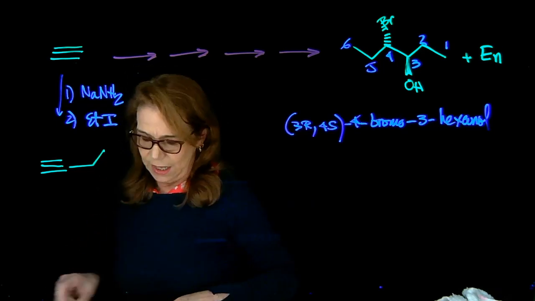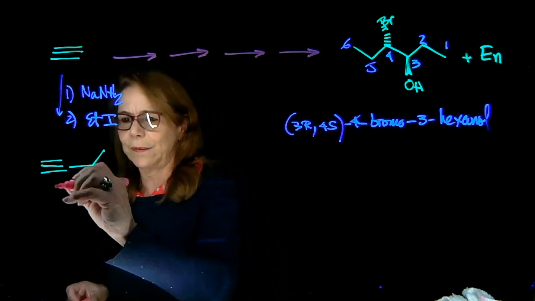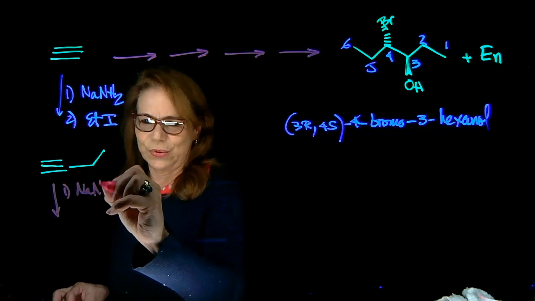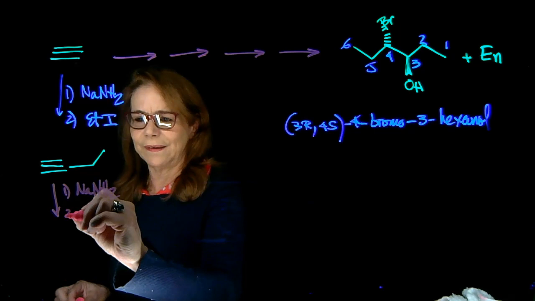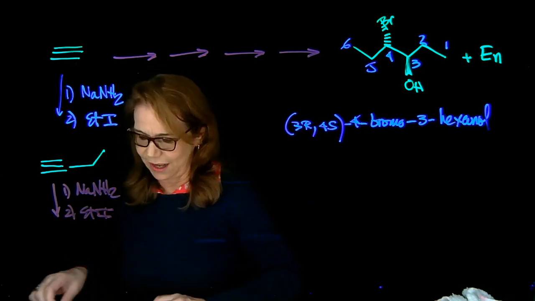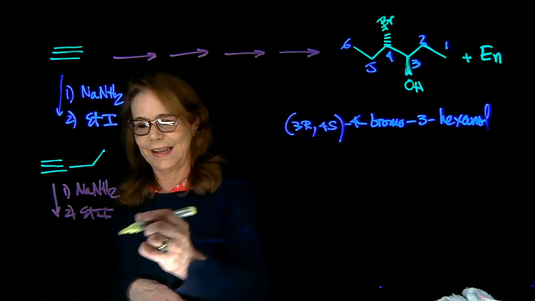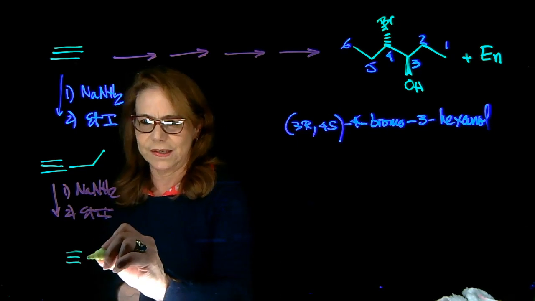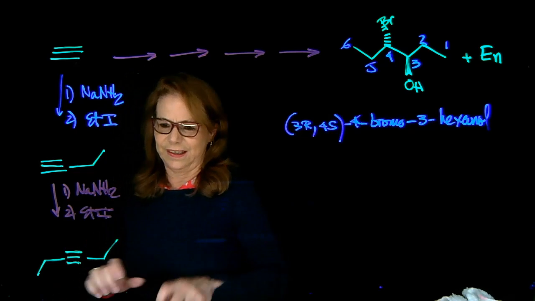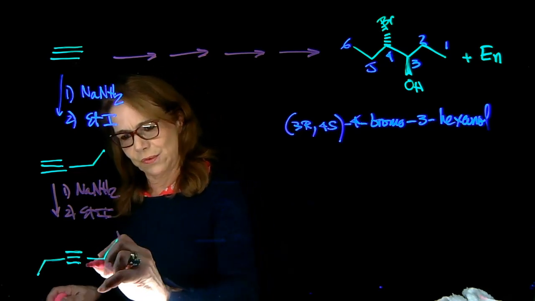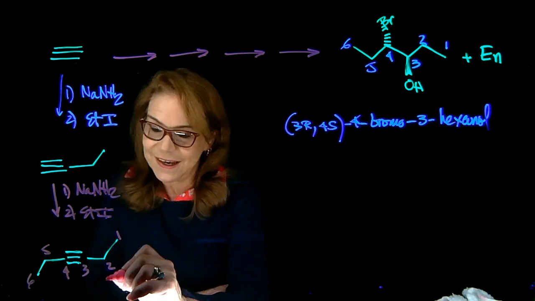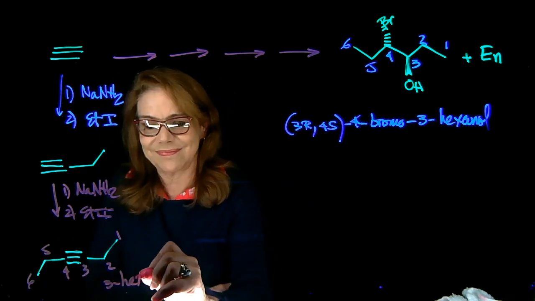I have 4, and I need to repeat those steps so that I can make, so again, sodium amide, followed again by ethyl iodide, and now I will have the number of carbons that I need. So I have these, plus 2 more, and 2 more. So again, it has 1, 2, 3, 4, 5, and 6 carbons, and this will be 3-hexyne.